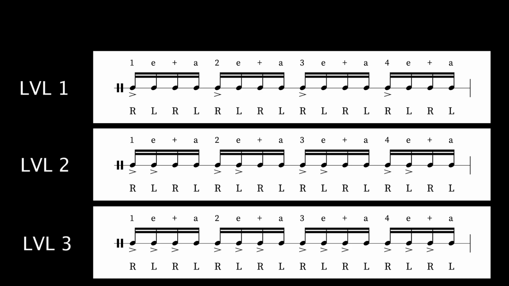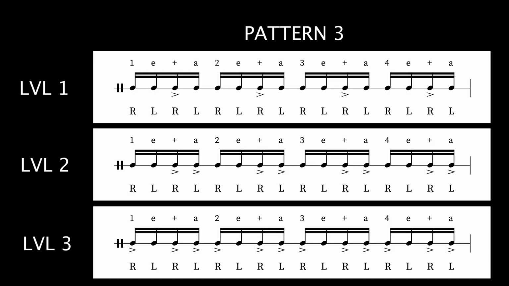This one beat figure is then repeated 4 times to create a pattern, and each level has 4 patterns for a total of 12 patterns. Within each level, every subsequent pattern is created algorithmically by offsetting the accents by 1/16th note.